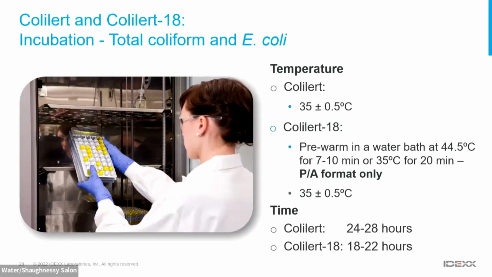If you're using the quantity tray format, there's no pre-warming. You just add your Colilert-18, seal, and then incubate. So Colilert is a 24-hour test with results valid up to 28 hours. So it gives you a 4-hour window in order to read your results. And then Colilert-18 is an 18-hour test with results valid up to 22 hours.